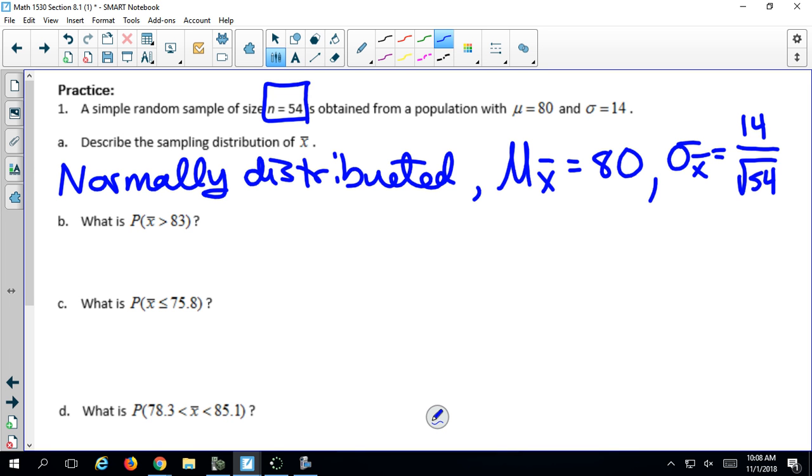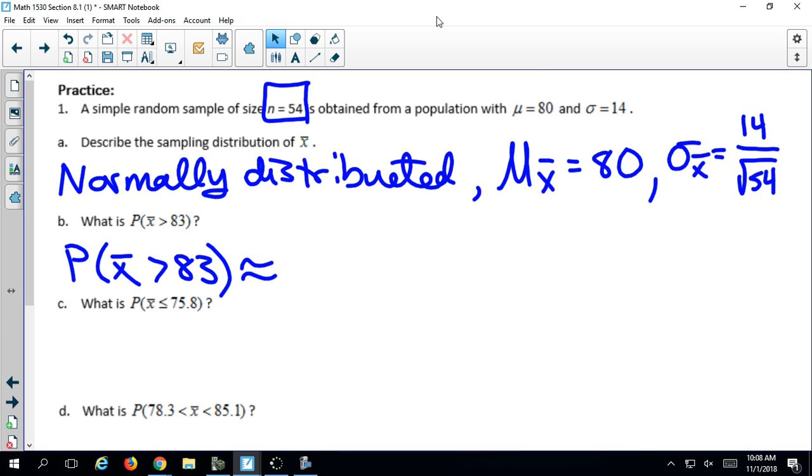And we're asked to find what's the probability that X bar is greater than 83. So we're saying if you take a simple random sample of size 54 from that population, what's the probability that the sample mean that you get of this 54 will be greater than 83? So because it's normally distributed, I can use that StatCrunch calculator. And I know its mean and standard deviation, so I'm going to plug those into the calculator.